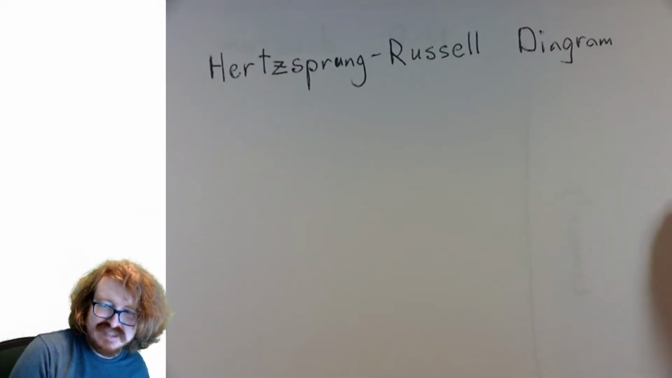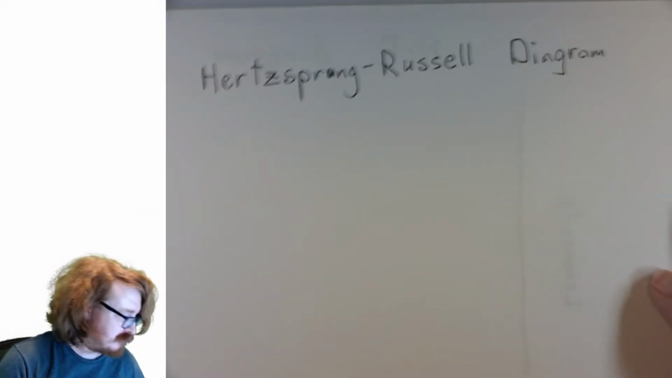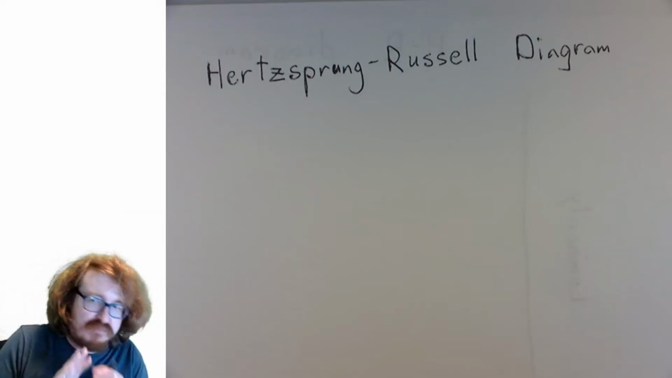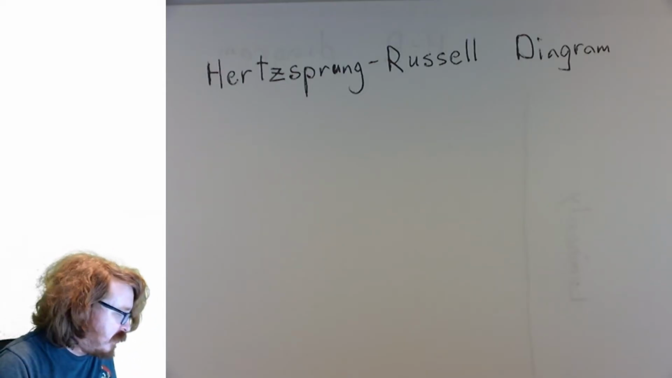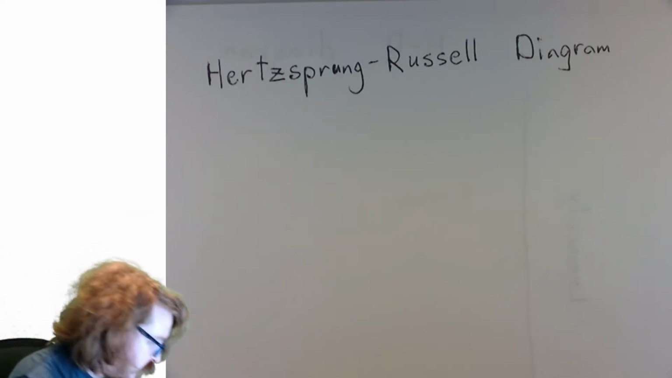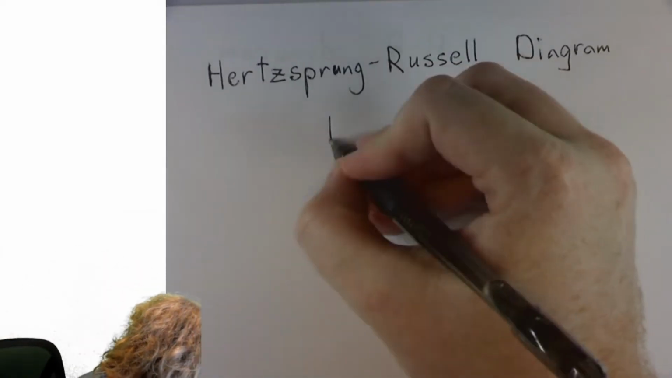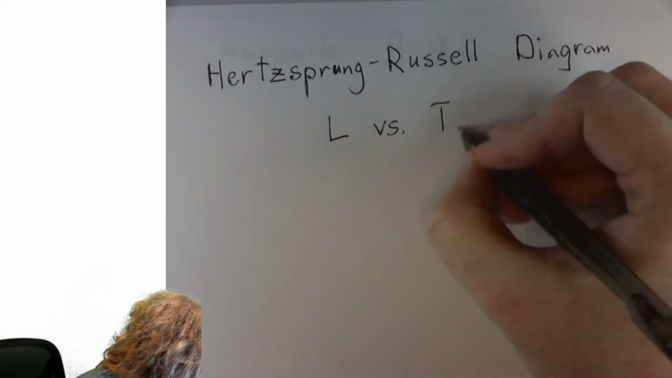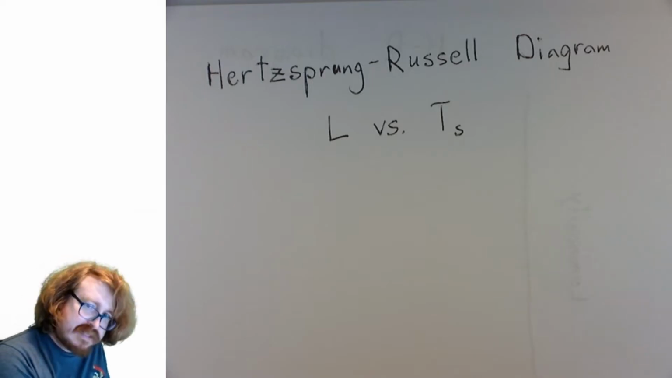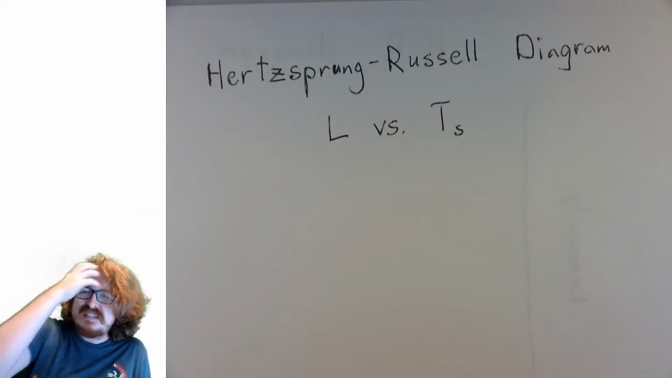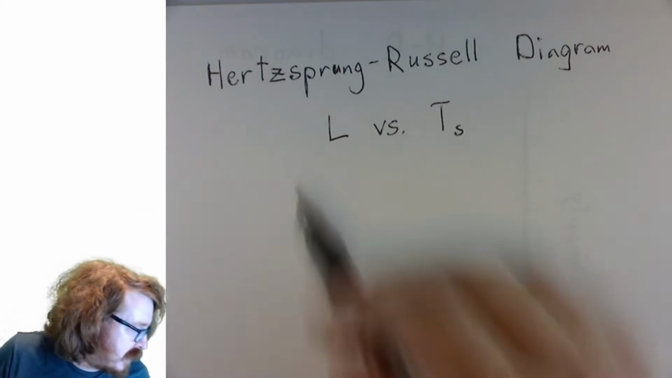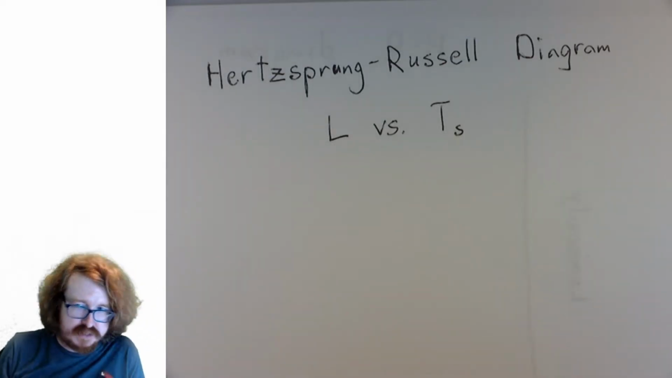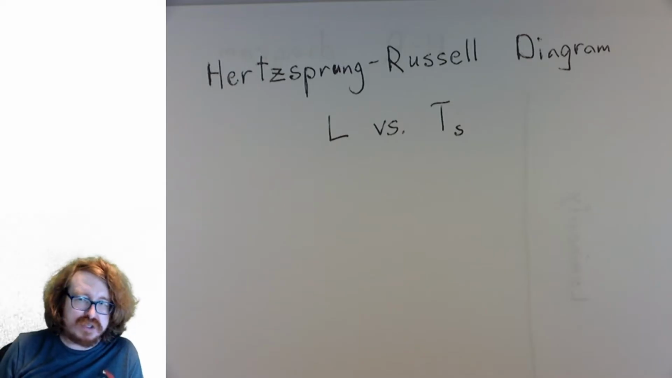What is a Hertzsprung-Russell diagram? Well, mainly it's a type of graph that works very similar to just a regular old graph, but it's a graph of specifically luminosity versus surface temperature. It's a graph of luminosity versus surface temperature that's trying to tell us something about stars, okay? So we use it to study stars.